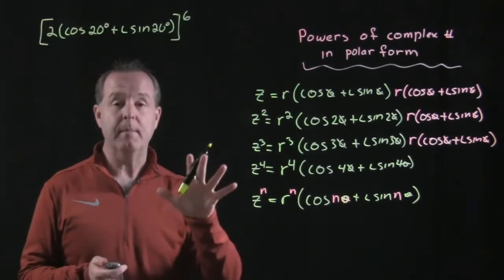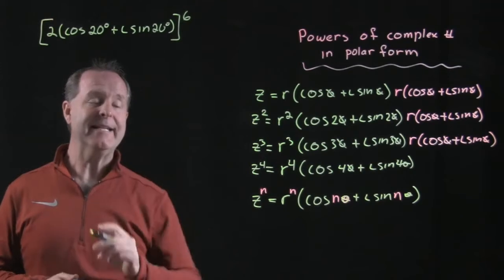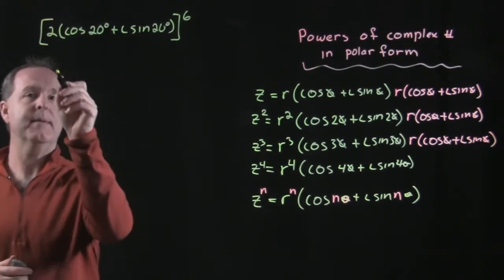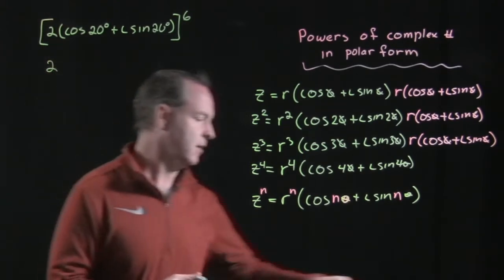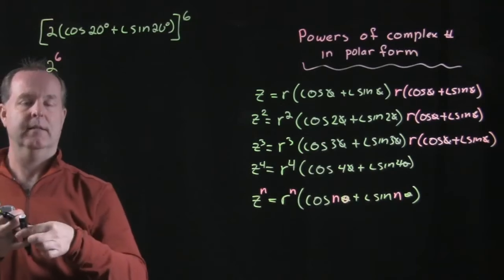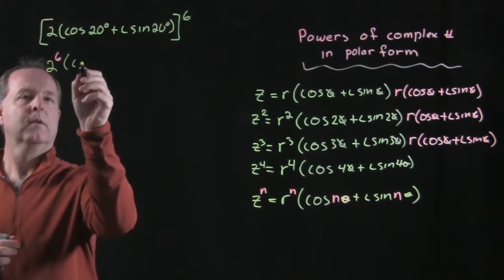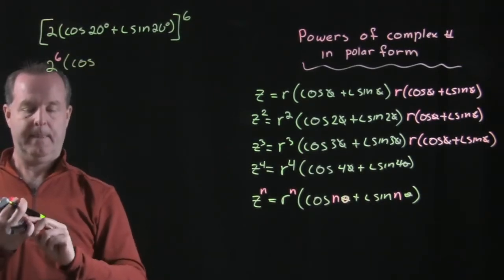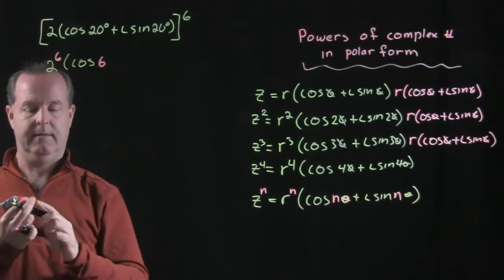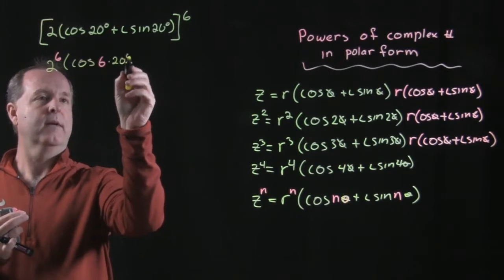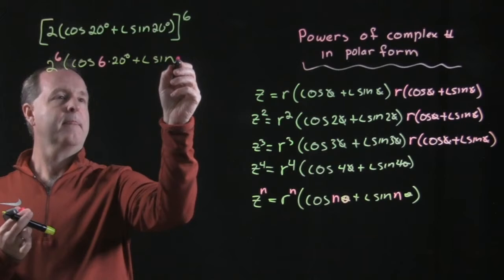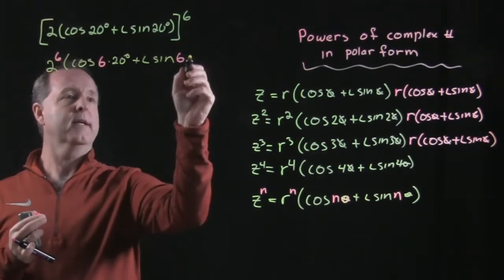So based on this formula that we have here, we notice my index, or what I'm raising it to, is the 6th power. So I can rewrite this then. So this becomes 2 to the 6th times the cosine of 6 times 20 degrees plus I sine of 6 times 20 degrees.